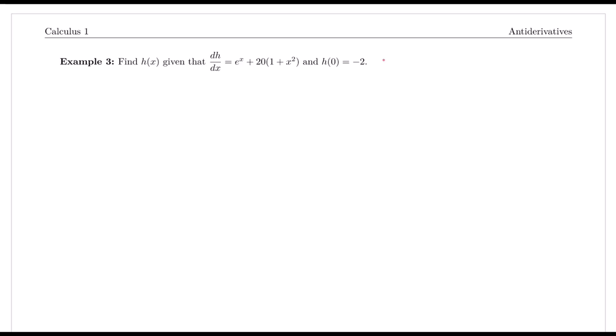Before we do any kind of calculation, I just like to identify that this thing here, h of 0 is equal to -2. We talked about this earlier. This is called an initial condition. The reason that we're given an initial condition is so that we can solve for our constant of integration.